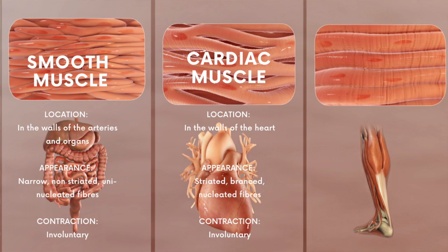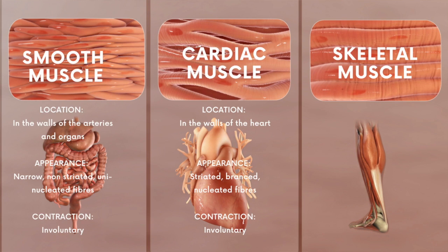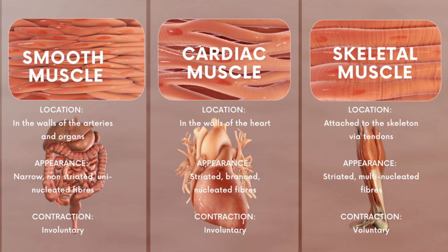The last muscle that we need to be familiar with is the most common one that we'll talk about in this section, which is skeletal muscle. Now, skeletal muscle is located all over the body. It's the muscle that is attached to the skeleton via tendons. The appearance, just like cardiac muscle, is striated, and it's multinucleated fibers. There are more than one nucleus per fiber.